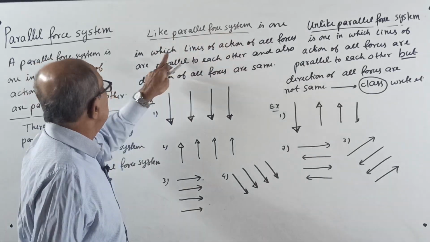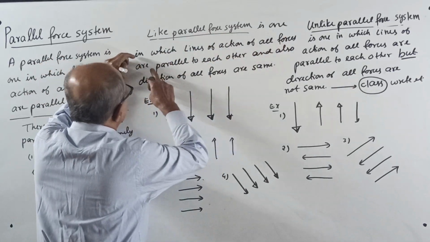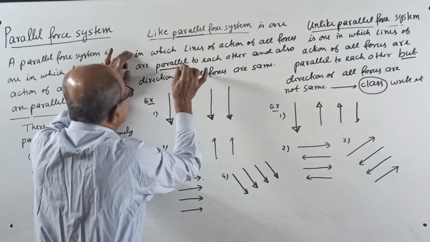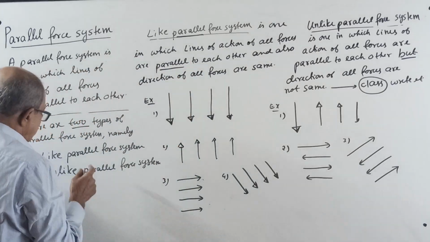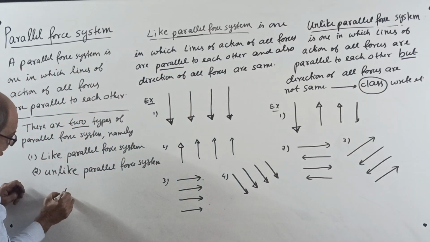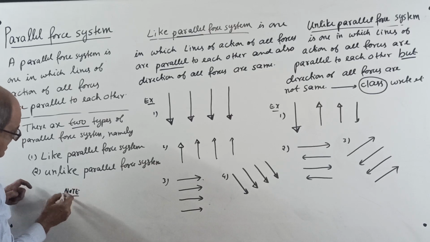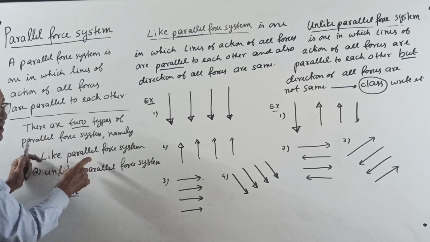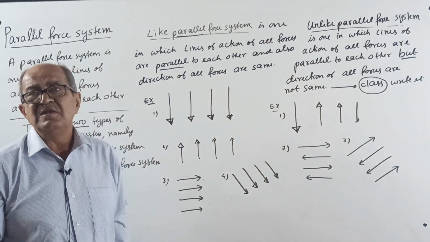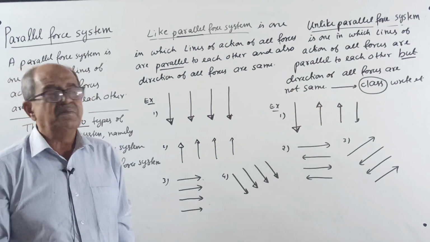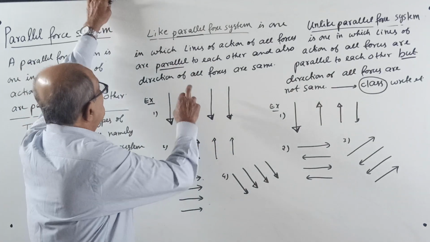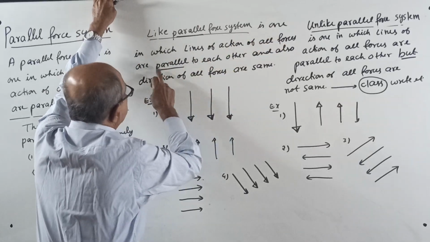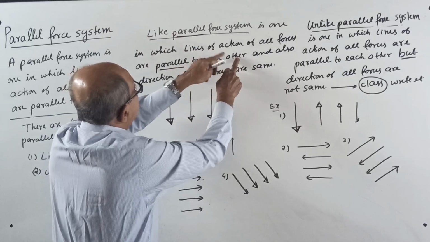Like parallel force system is one in which lines of action of all the forces are parallel to each other. See, the moment you say parallel, this is compulsory. Remember, make a small note here. I won't tell once again. Whether it is like parallel force system or unlike parallel force system, lines of action should be parallel. That is compulsory. Both are parallel only. So, like parallel force system is one in which lines of action of all forces are parallel to each other. This is the condition for parallel forces.